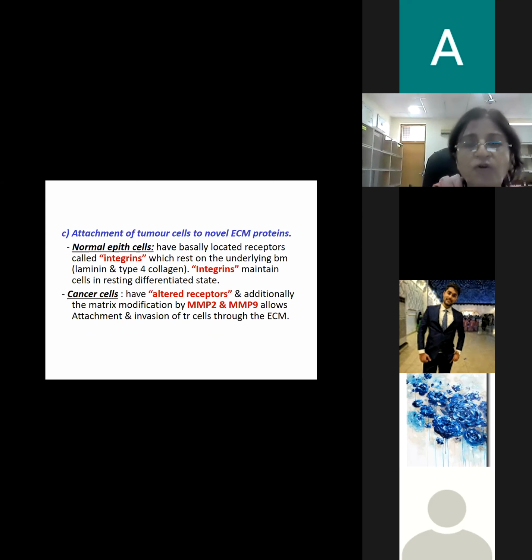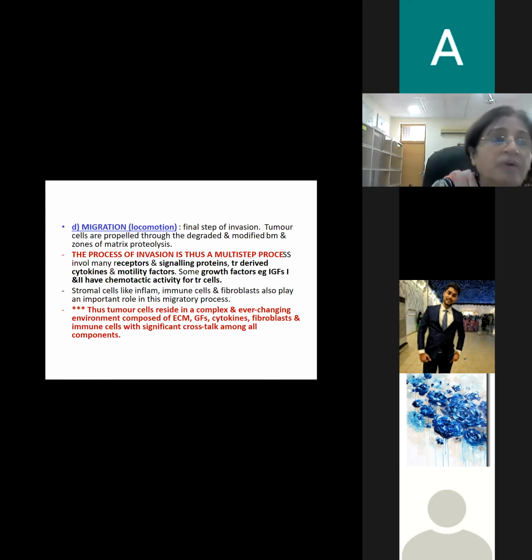And the cancer cells have altered receptors. Cancer cells themselves try to degrade or modify the extracellular matrix by producing matrix metalloproteinase 2 and matrix metalloproteinase 9, which allows the attachment and invasion of the tumor cell to the extracellular matrix. And then the final step of invasion is locomotion or migration. Tumor cells start migrating, moving through the degraded and modified basement membrane.